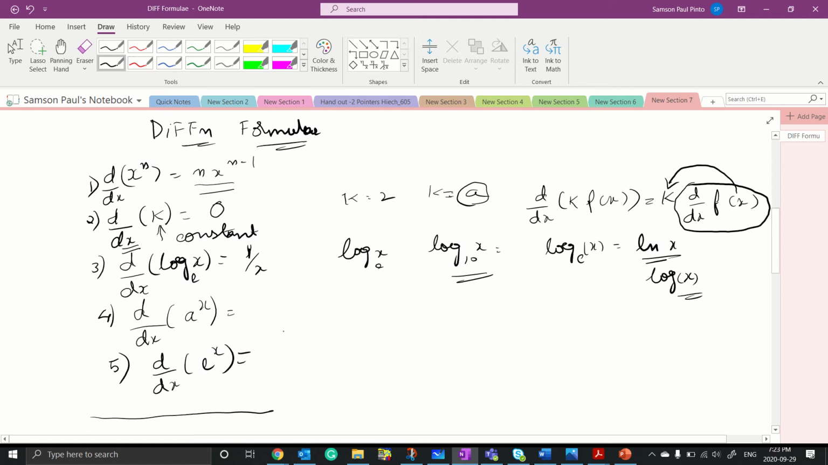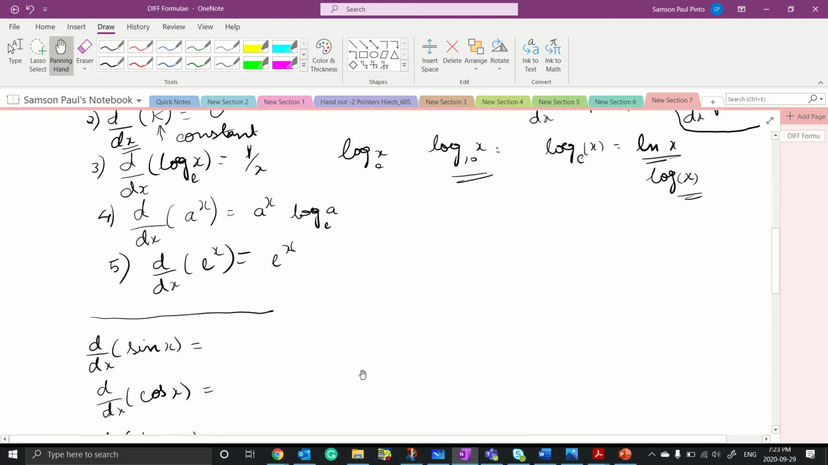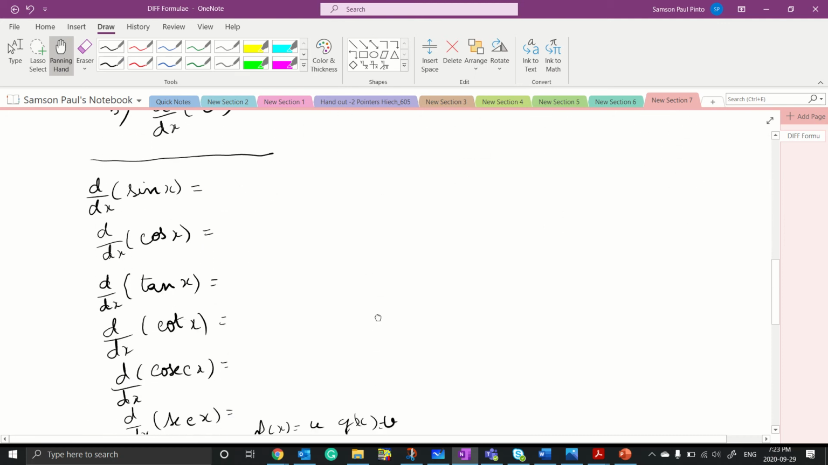And d by dx of a to the power x is nothing but a to the power x times log a, where again the base is e. And differentiation of e to the power x is nothing but e to the power x. So this doesn't change. Proceeding further, now we are going to get into some of the trigonometric functions.